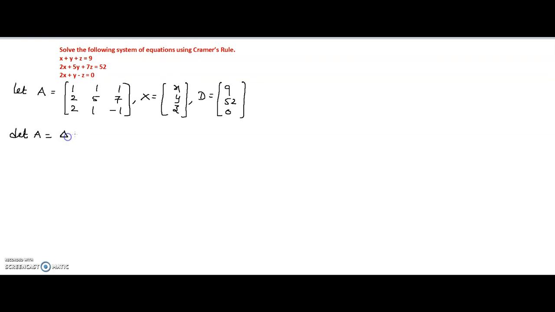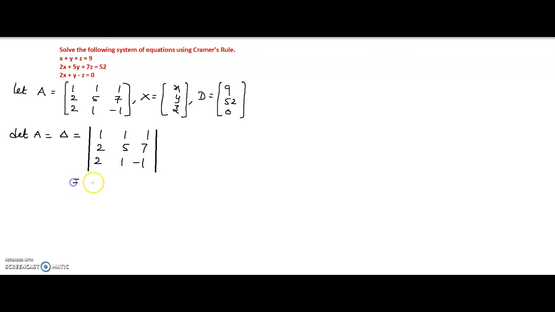The determinant of A is denoted by delta in Cramer's rule. So we need to find the determinant of A first. If the determinant is not equal to 0, then only we can solve the equations by Cramer's rule. So we need to first check what is the value of the determinant of A.